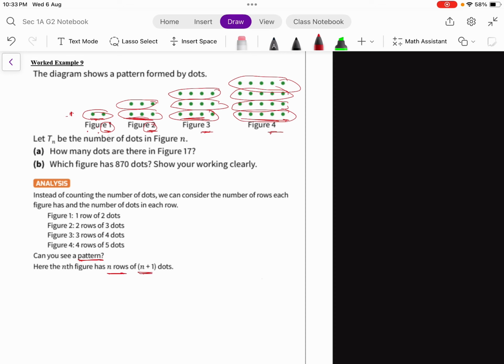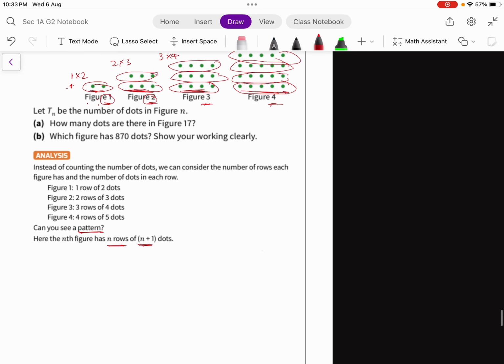So they ask you how many dots are there in figure 17? To find the total number of dots, we need to take n multiplied by n plus 1. So when you look at it, this one is 1 times 2 dots. This is 2 times 3 dots. This is 3 times 4 dots. And this is 4 times 5 dots. So from here, part A, what you want to find is the number of dots in figure 17.